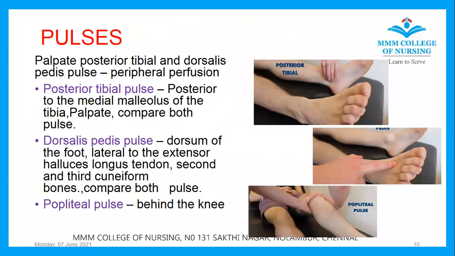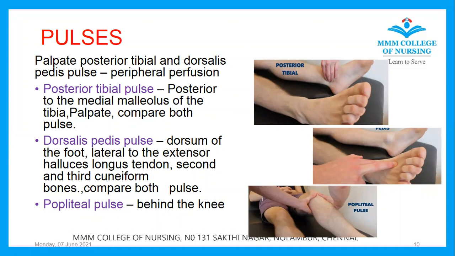So pulse, we have to keep in mind that whenever we check the pulse, we have to check both limbs and compare the pulses of both limbs with all the characteristics. What are the characteristics? Rate, rhythm, volume, and depth. All these characteristics we have to assess in both limbs. So which pulses are we going to check?